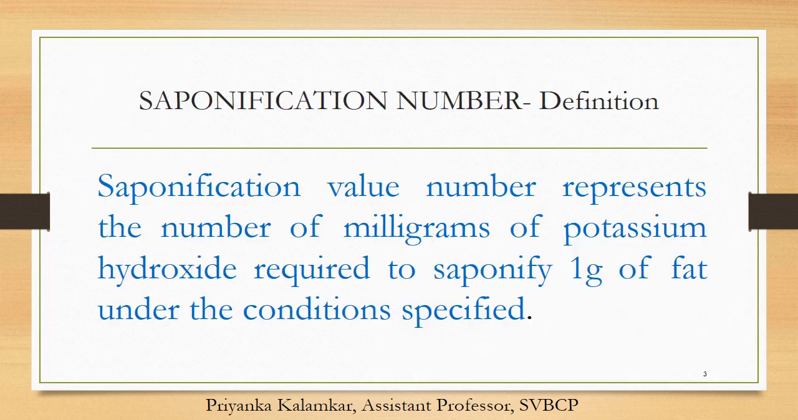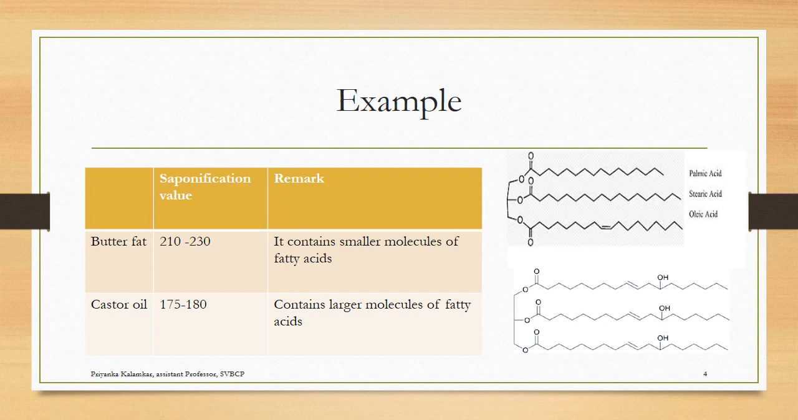Now if we see the definition of saponification number, this represents the number of milligrams of KOH required to saponify 1 gram of fat sample under the conditions specified. For example, if you consider butterfat and castor oil, the saponification value of butterfat is in between 210 and 230, whereas castor oil saponification value is 175 to 180.